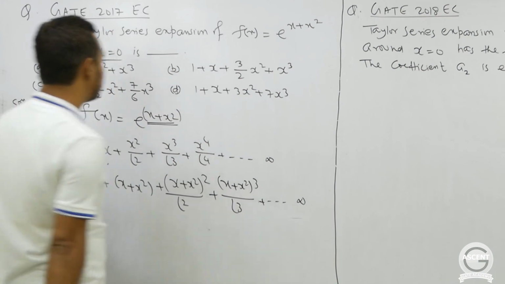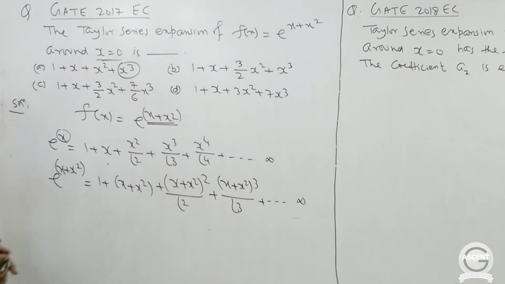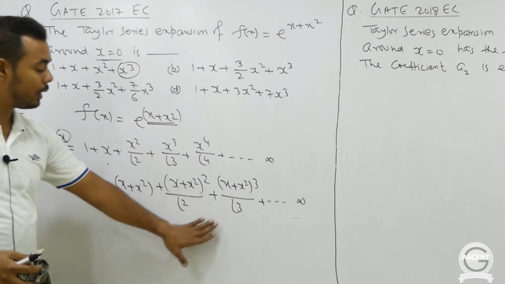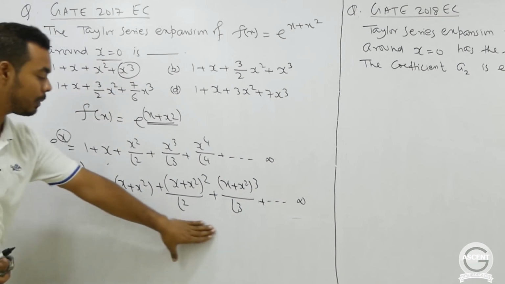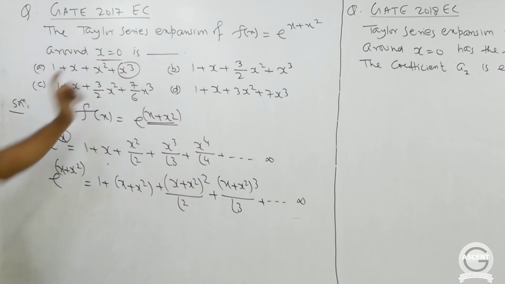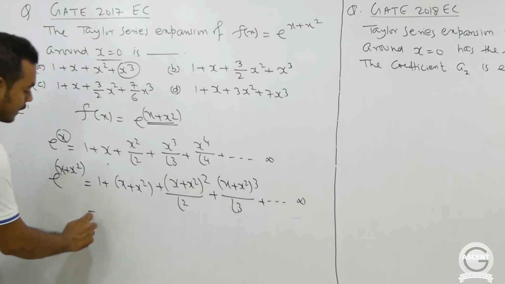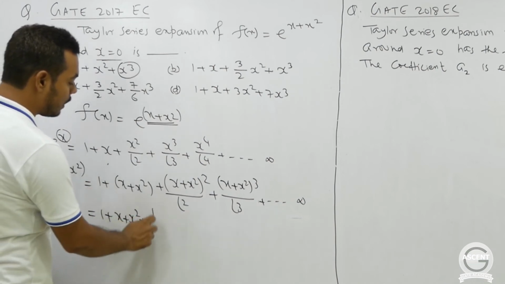Now from the options you can see that all the options are up to x cube only. So this means we have to write this expansion only up to x cube. So if I get a term whose degree is more than 3, like x to the power 4, x to the power 5, then we will neglect those terms because we need expansion only up to x cube. So I can write this as 1 plus x square, 1 by 2 factorial.